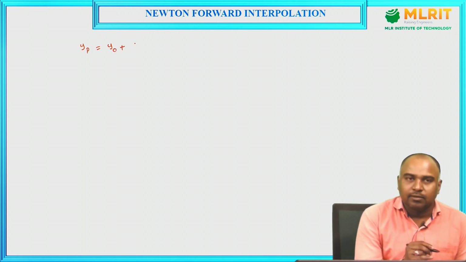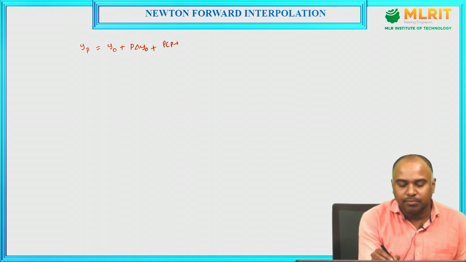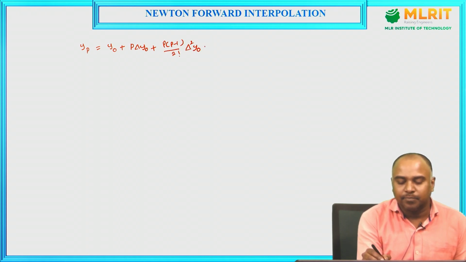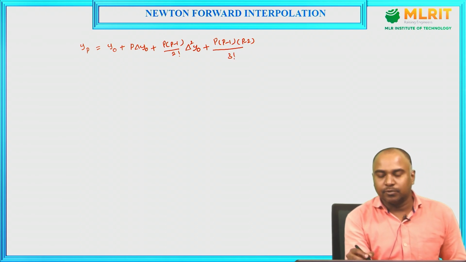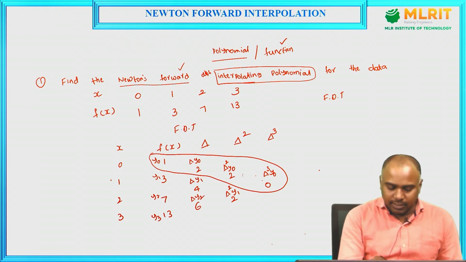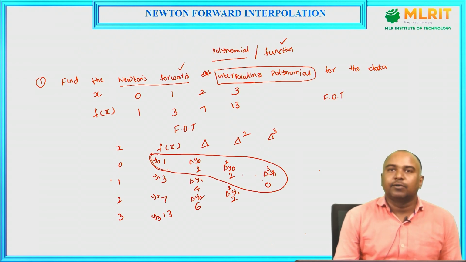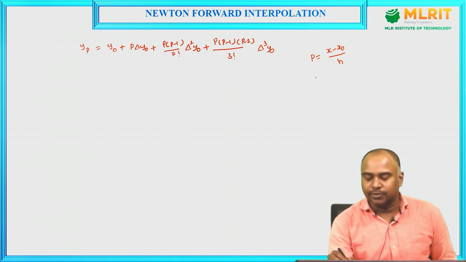Yp is equal to y naught plus p delta y naught plus p into (p minus 1) by 2 factorial delta square y naught plus p into (p minus 1) into (p minus 2) by 3 factorial delta cube y naught. We substitute these values and evaluate. First we have to know what p is. The formula is p equals (x minus x naught) by h.